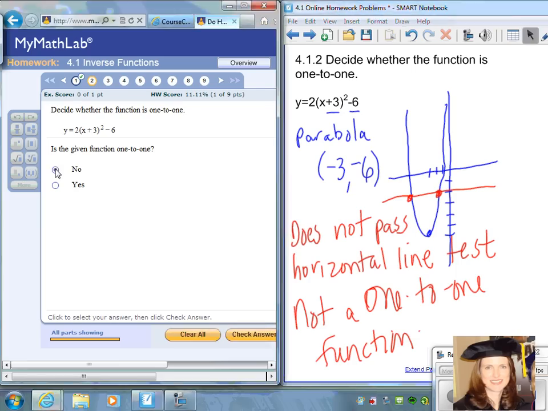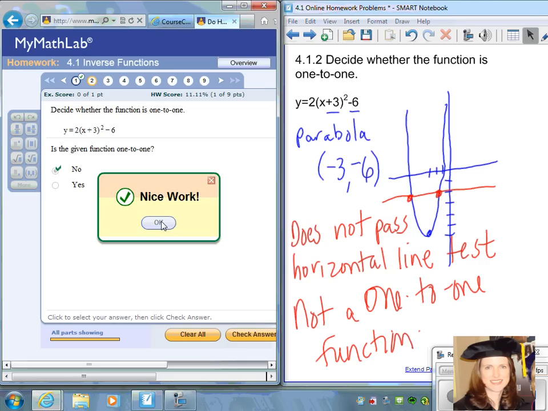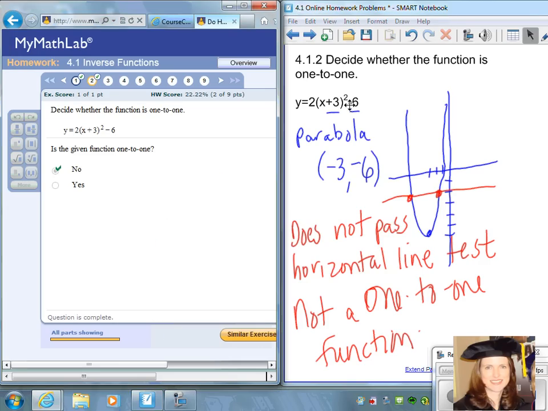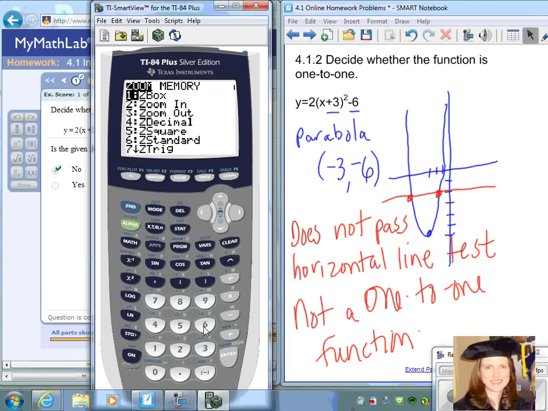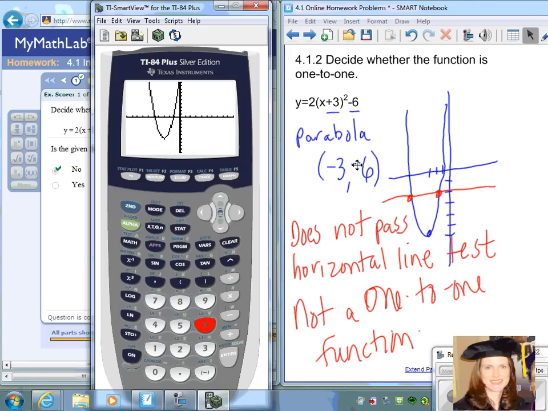Okay, so we can check our answer here. Now you could also do a quick sketch. If you have a graphing calculator, look at the graph on the calculator and see if it passes the horizontal line test. So I've entered the equation y equals 2 times the quantity x plus 3 squared minus 6 into the graphing calculator. And if you start off with a zoom standard, you can see the shape of the graph here. It looks like my quick sketch here. And if you draw a horizontal line, it's going to go through more than one point at a time. So we say this function is not one-to-one.